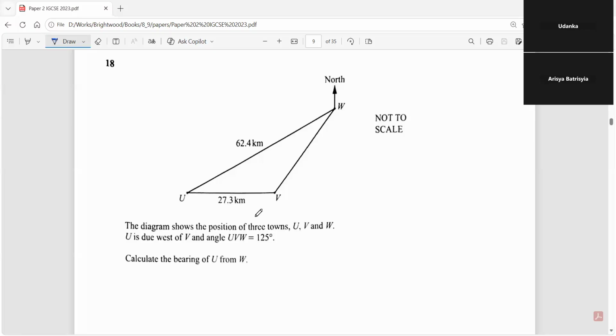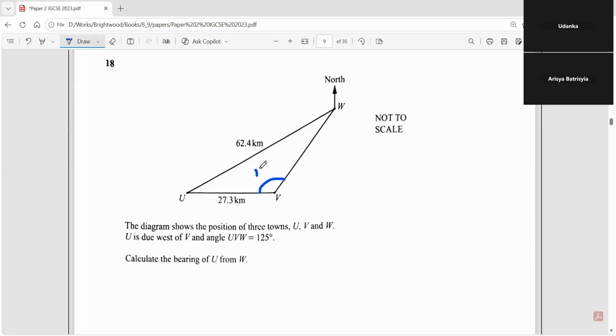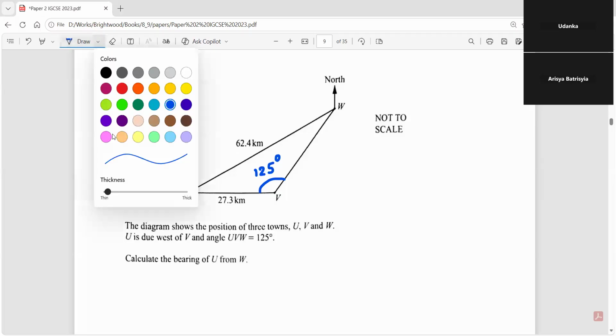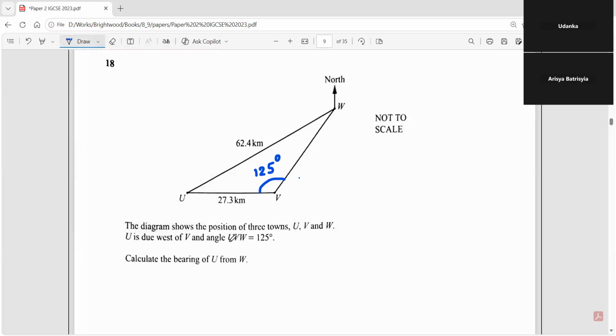Okay, they are having U, V, W there. U is west of V and angle UVW is 125. You can see this angle, 125. Okay, this angle is 125. Now calculate the bearing of U from W. Now they ask the bearing of U from W.